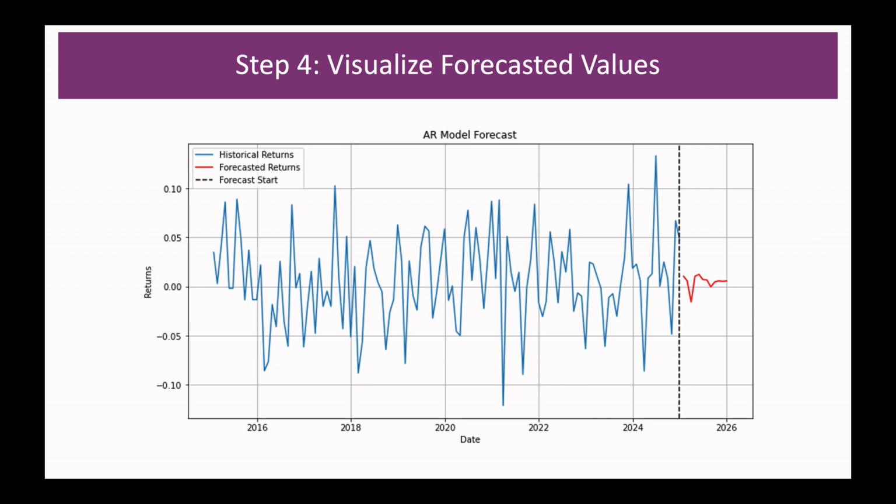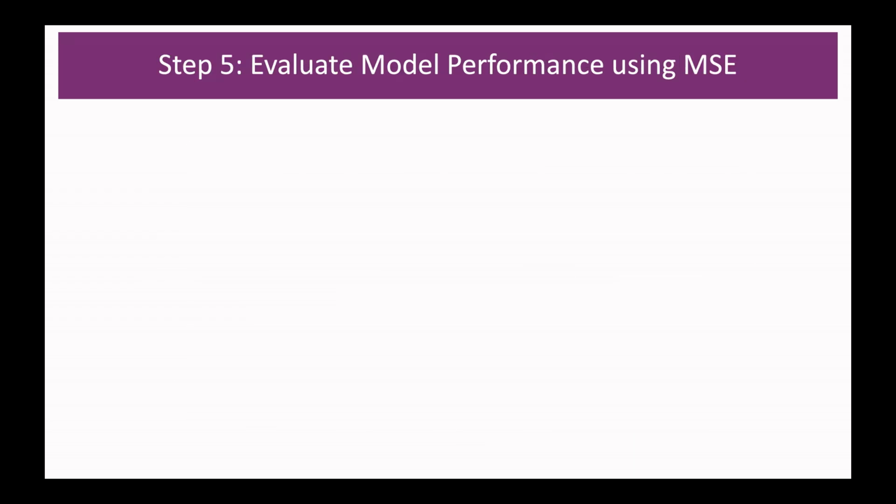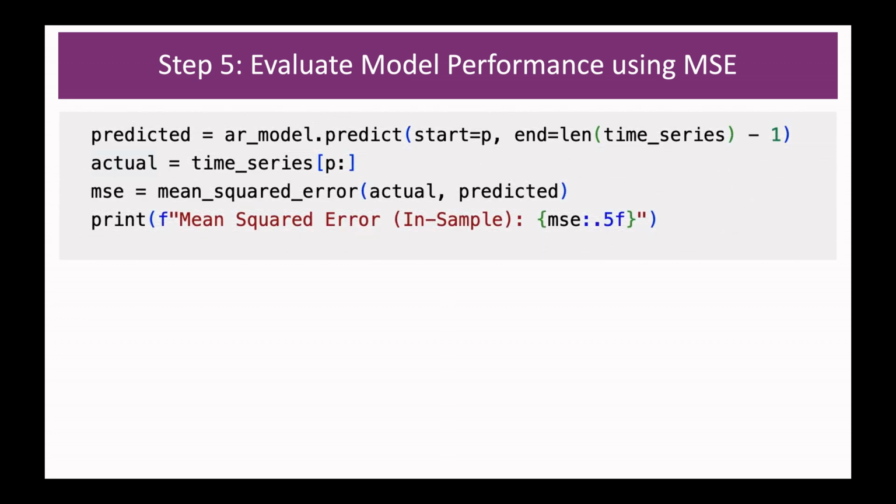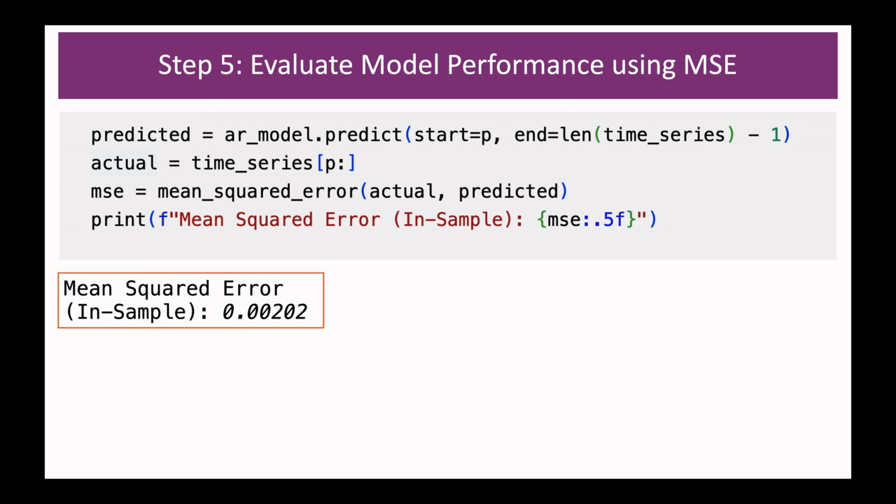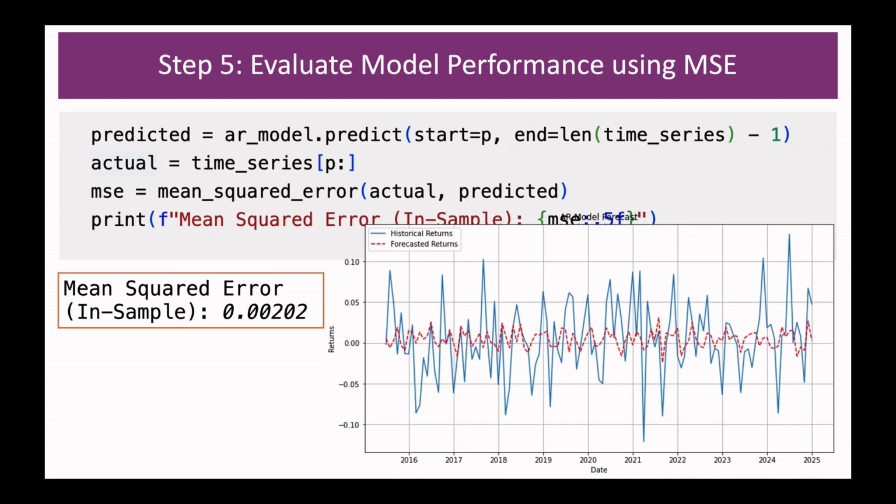The last step in this example is to evaluate the model performance using mean squared error. We got an MSE of 0.00202. The following visualization gives you a better idea about what the current MSE value means.